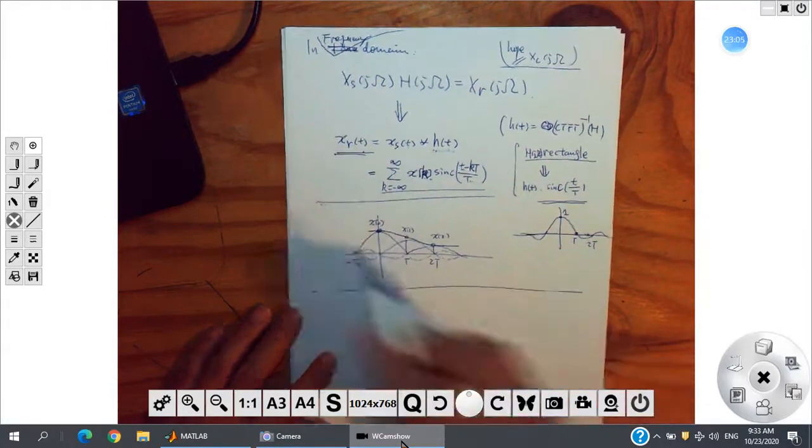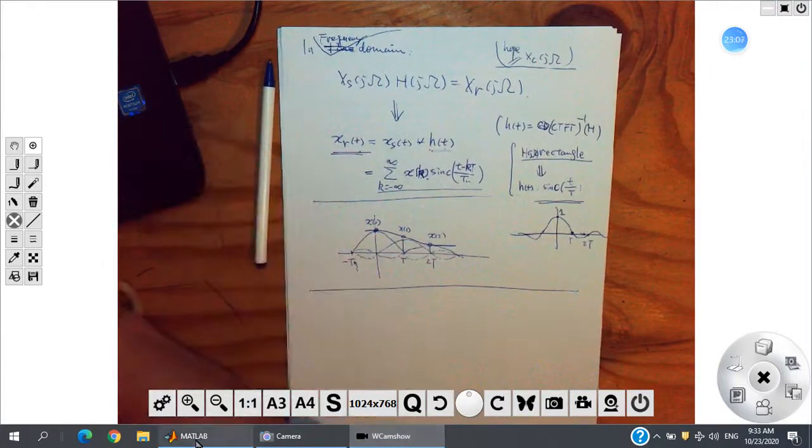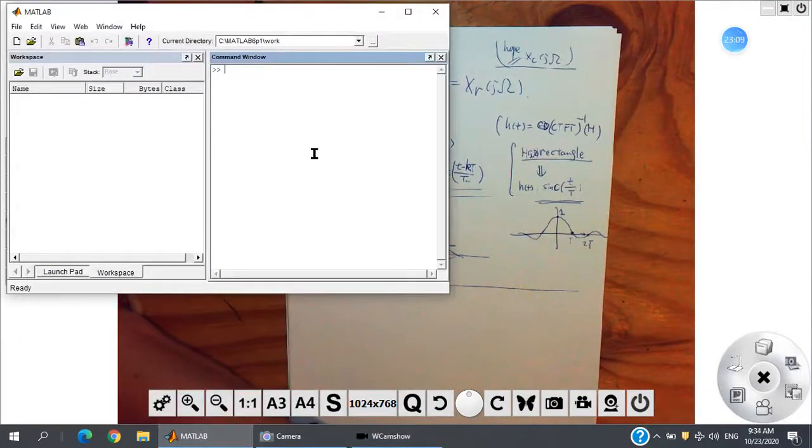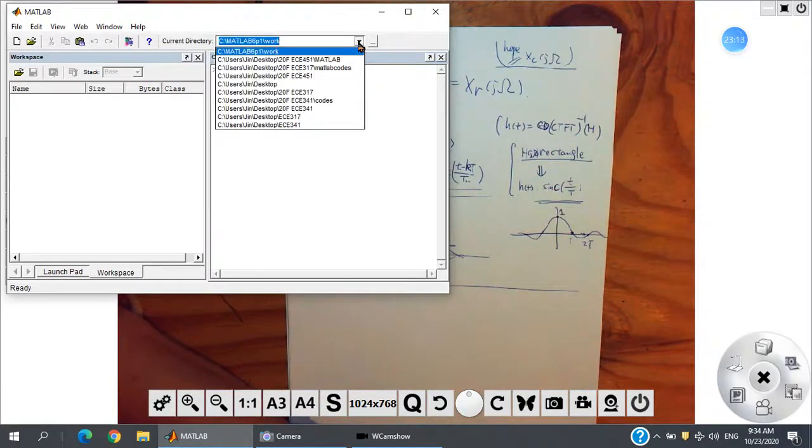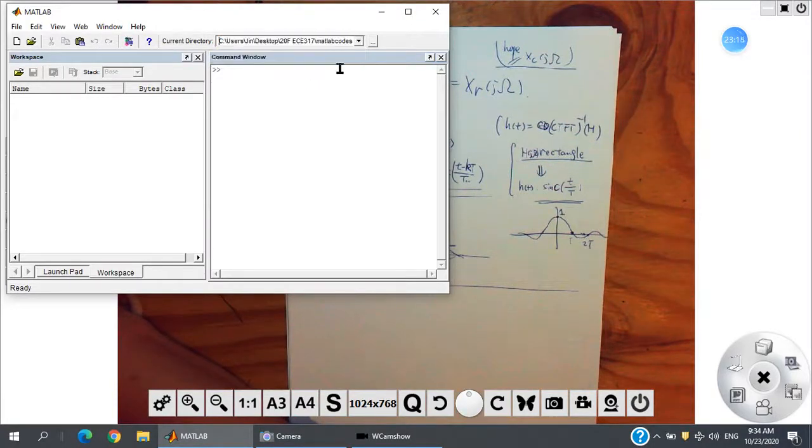Now we can have a look in MATLAB. Let me go to this, ECE317. Okay, let me edit. This is for lecture 10, Wednesday, 10W. Alright, let me edit these.